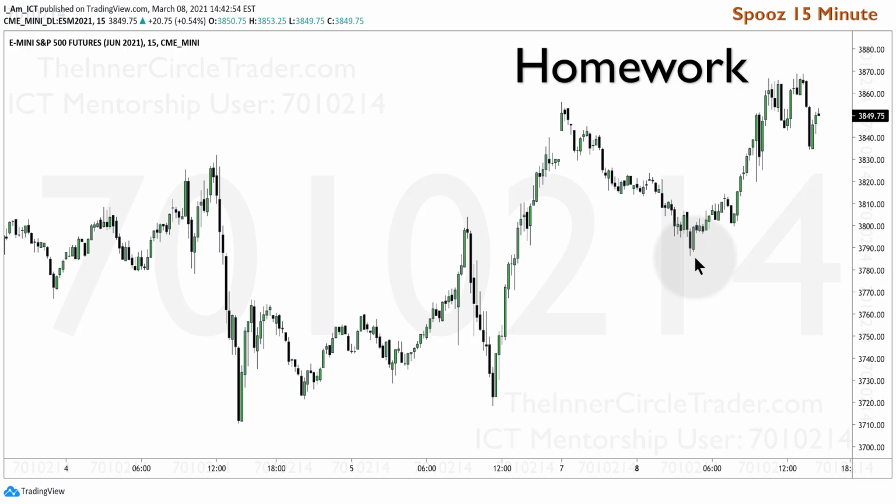Okay, so in TradingView, the symbol you're going to enter into the search window is ESM2021, and that's going to be the June contract for 2021. You're going to pull up a 15-minute time frame. You're going to show about this much data, so the 4th or so to almost 2 o'clock in the afternoon, March 8th, 2021. And you're going to be focusing on this area here. Why is this a buy, and why is this an objective?